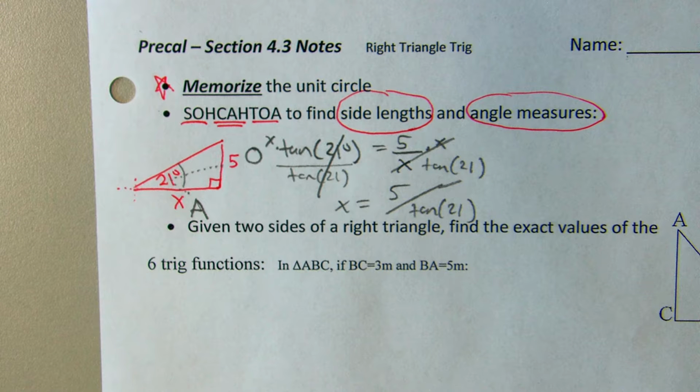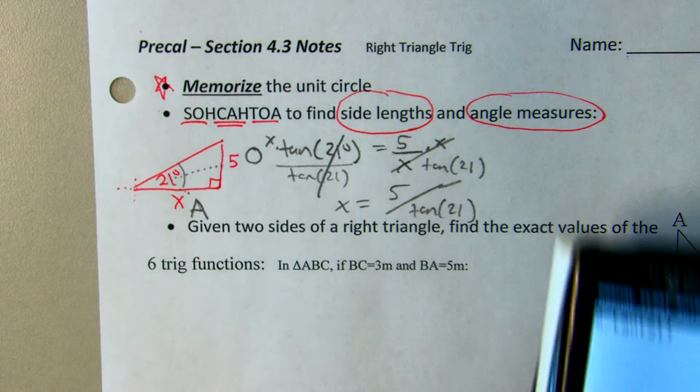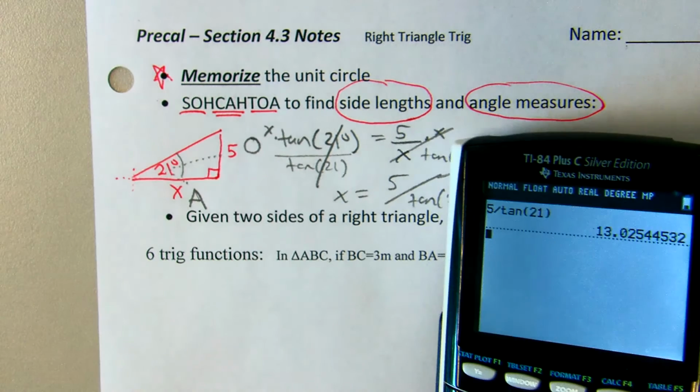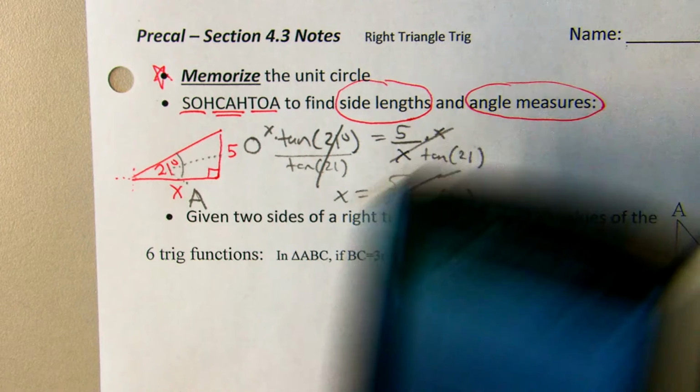So oftentimes we then go to our calculator, we check to make sure that it's in degree mode, and then we can type that in and say, okay, x must be about 13.025.